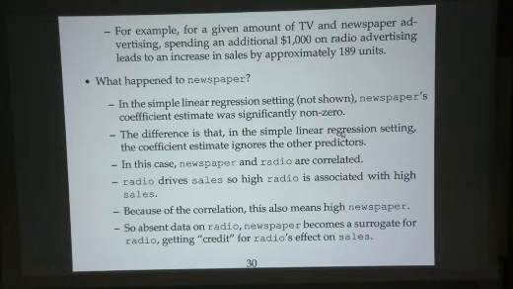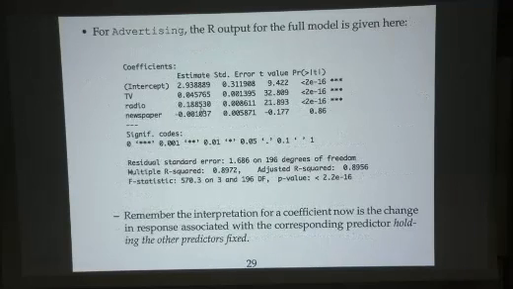So yeah, in the same fashion, if you spend an additional $1,000 on the radio, that leads to an increase in sales by 189 units. And why is that? You have approximately 0.189 as the radio coefficient. You multiply it by $1,000 and you get that sales increase by 189 units.